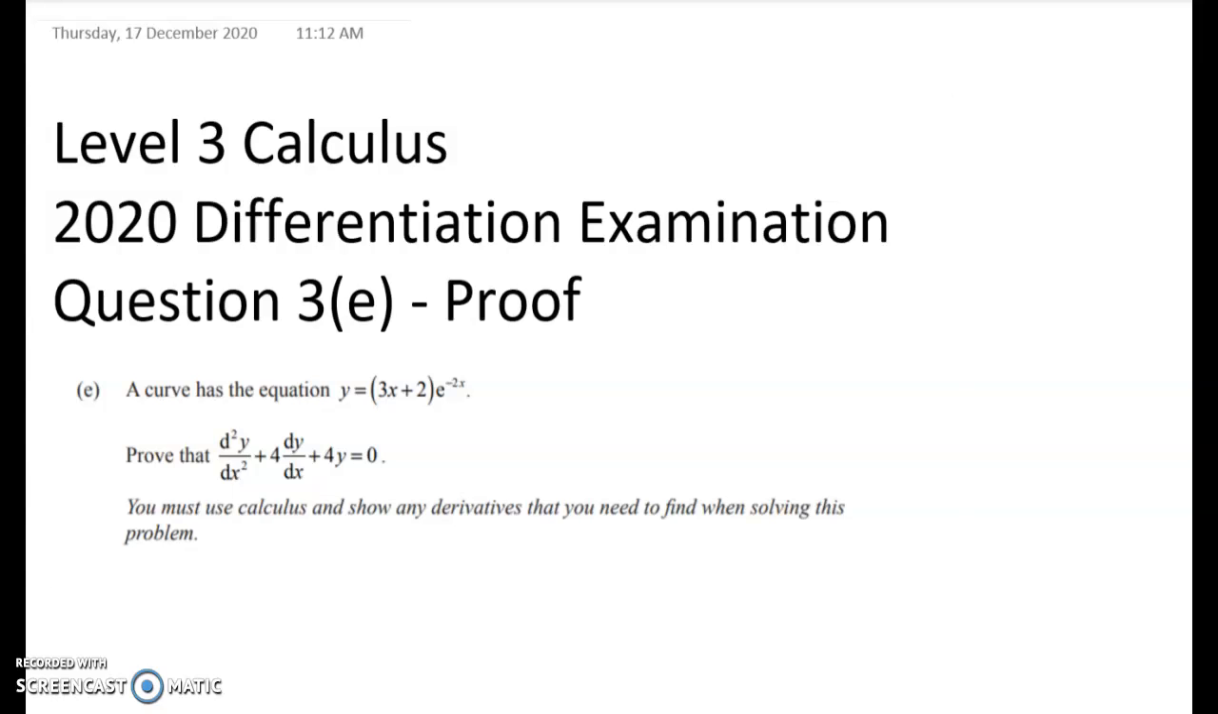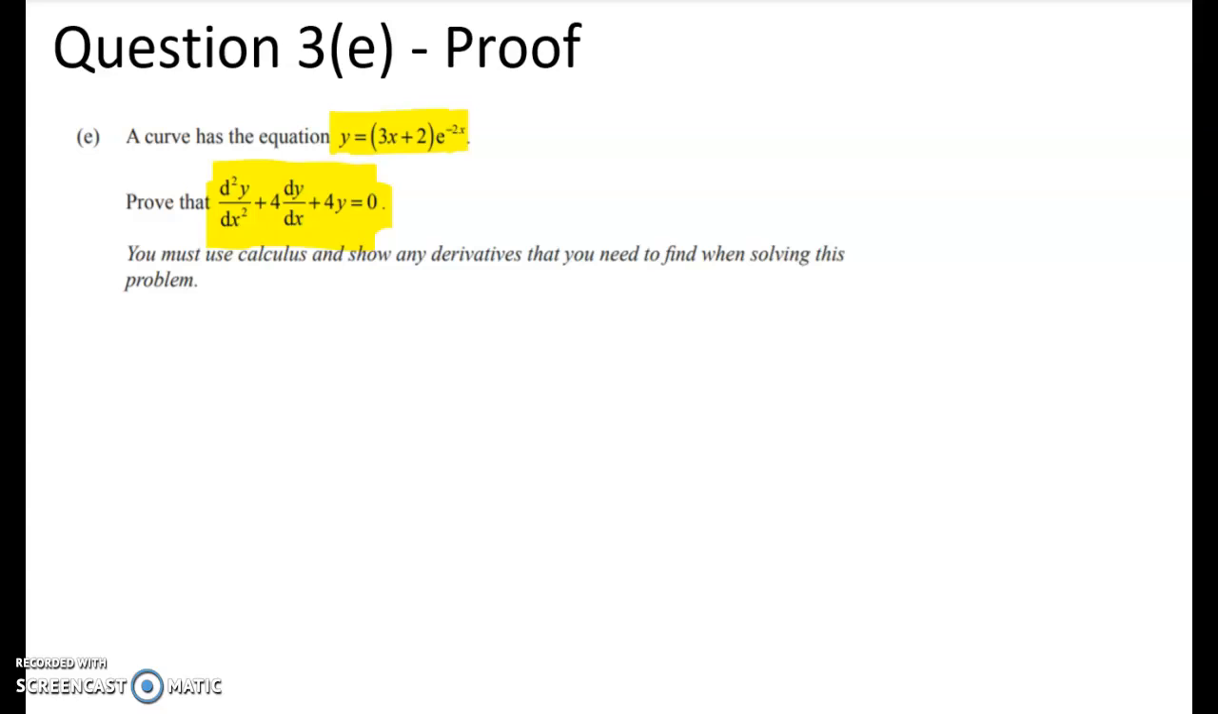And we're given a curve with this equation, and we have to prove that the second derivative plus 4 times the first derivative plus 4 times the function is equal to 0. So the best thing to do is to do those derivatives carefully before you start to try and substitute them. So let's start by just writing out the function and having a look at what we're going to use here. Well, we're going to need to use the product rule and the chain rule.